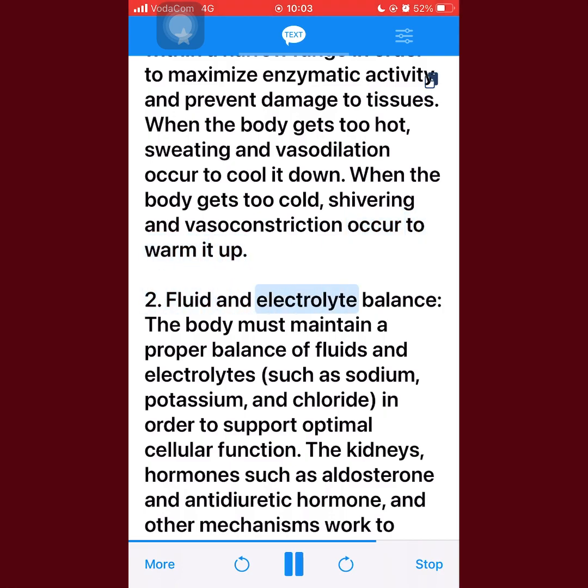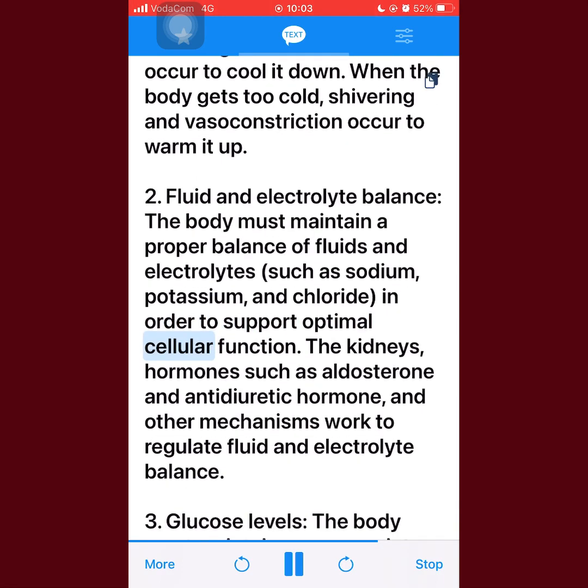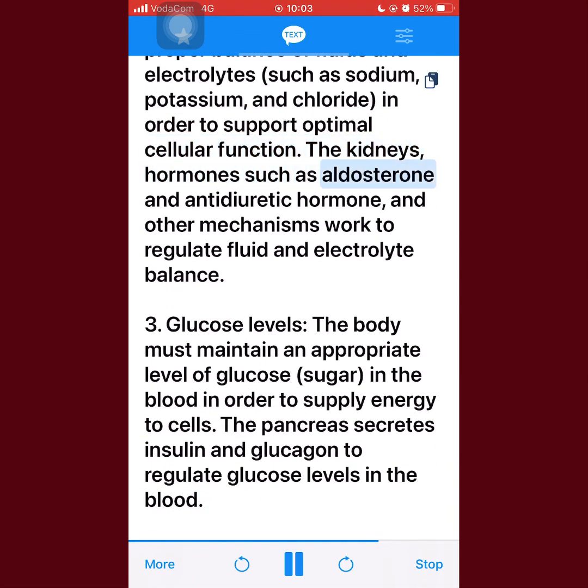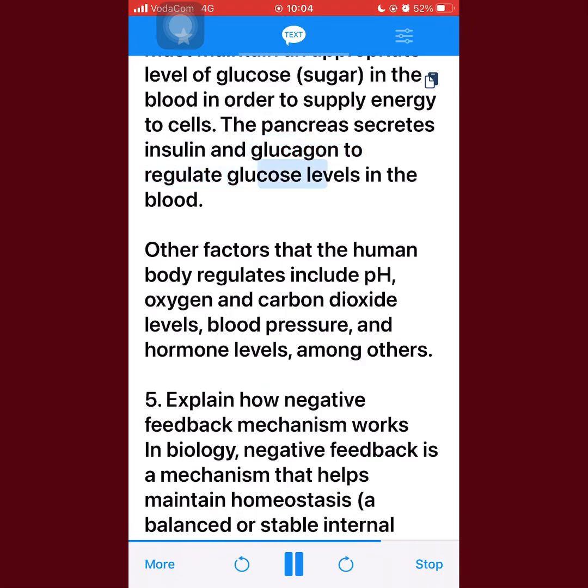2. Fluid and electrolyte balance. The body must maintain a proper balance of fluids and electrolytes, such as sodium, potassium, and chloride, in order to support optimal cellular function. The kidneys, hormones such as aldosterone and antidiuretic hormone, and other mechanisms work to regulate fluid and electrolyte balance. 3. Glucose levels. The body must maintain an appropriate level of glucose, sugar, in the blood in order to supply energy to cells. The pancreas secretes insulin and glucagon to regulate glucose levels in the blood. Other factors that the human body regulates include pH, oxygen and carbon dioxide levels, blood pressure, and hormone levels, among others. 5. Explain how negative feedback mechanism works.